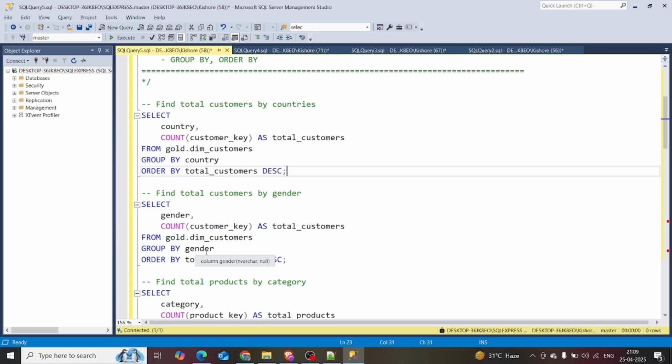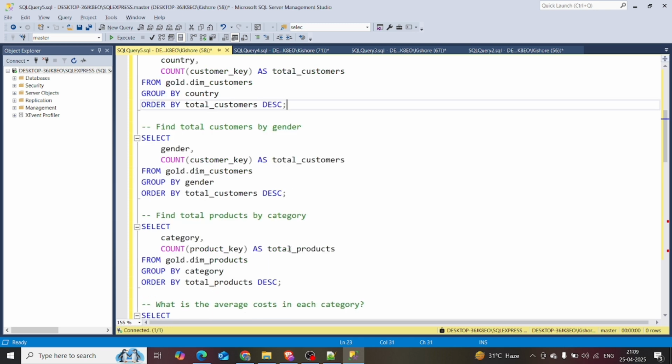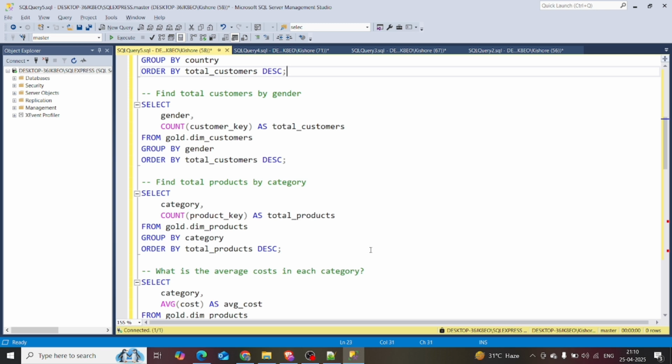It comes from the gold dimension customers. We group by gender, and order by total customers in descending order. And we have to answer the third question in this section: find the total products by category. We select the category and count the product key as total products from the gold dimension products table, group by category, and order by total products in descending order.